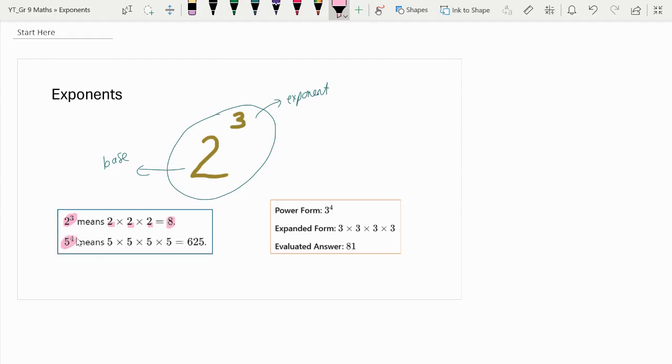Another example, 5 to the power of 4. 5 is being multiplied by itself 4 times, and we can evaluate that. That would give us 625. So we've got our power form. That's just a notation. In the expanded form, they mean exactly the same thing, and there is our evaluated answer. So those three, the power form, expanded form, and the evaluated answer, mean exactly the same. They just look different.